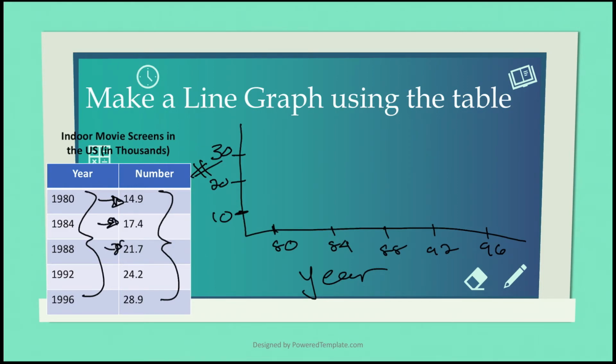So in 1980, we would put 14.9, put a little dot. 84 would be 17.4, so a little bit higher. 21.7. Then we got 24.2. And 28.9, practically 30. And you just draw a line through it. That's it. Oh, and you got to title your graph, sorry. So it'd be indoor movie screens in the US in thousands.